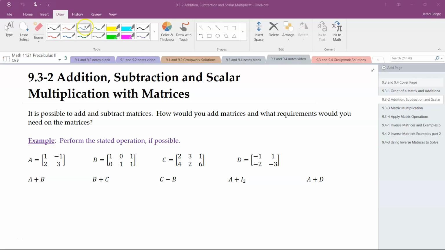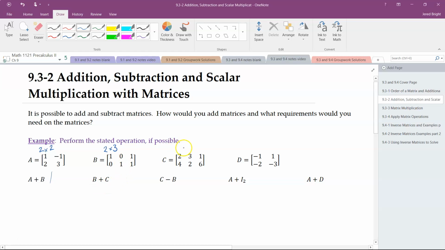So in this first instance, we have A plus B. The instructions are perform the operation if possible. So I want to take A, add it to B if possible. Well, this is order 2 by 2, not 2 by 3, and this one is 2 by 3. How can I add those? I don't know if I know a good algorithm. It would be nice if we had, skipping ahead, so I'm going to leave that one for right now.